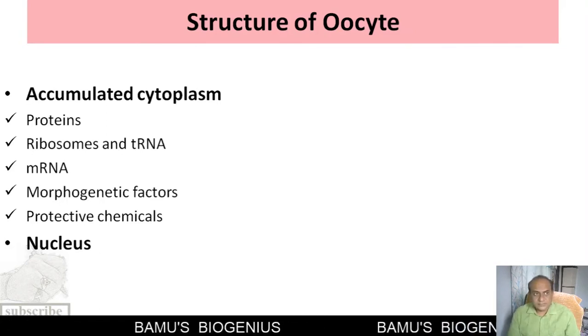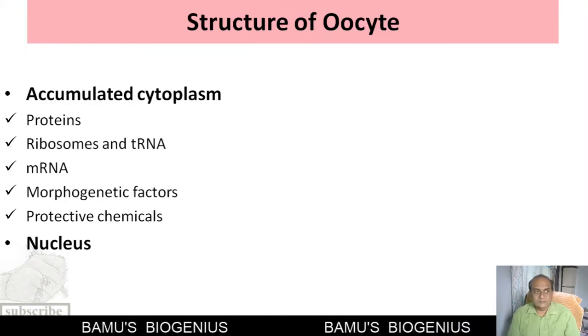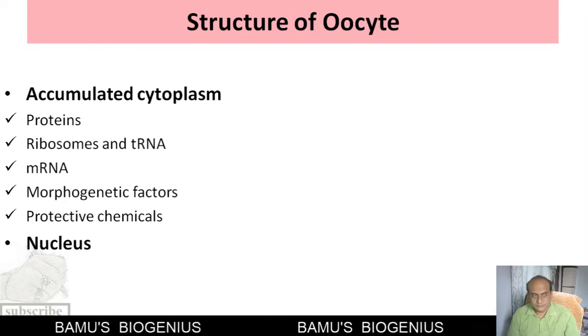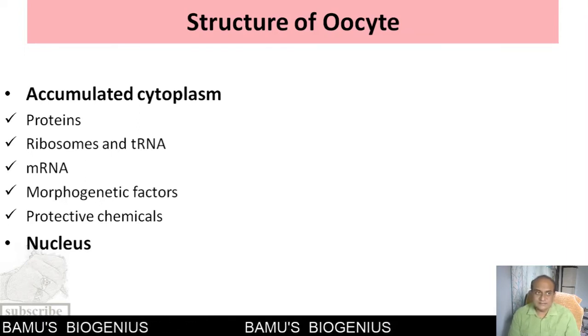Then these ribosomes, now what is the raw material for a ribosome? Raw material for a ribosome is a ribosomal RNA. From where is this ribosomal RNA synthesized? Ribosomal RNA is synthesized from ribosomal DNA.